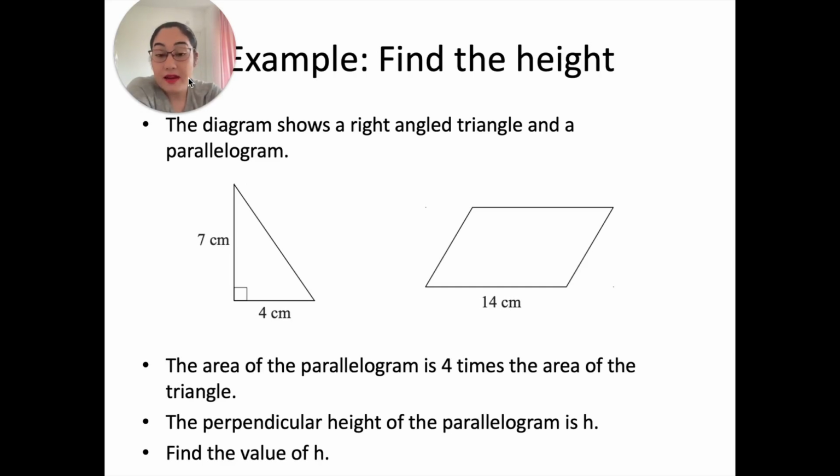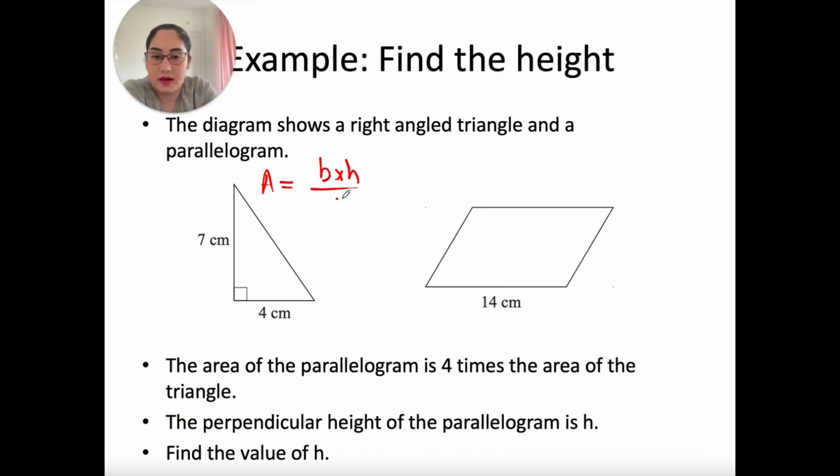The diagram shows a right angle triangle and a parallelogram. The area of the parallelogram is 4 times the area of the triangle. The perpendicular height of the parallelogram is h. Find the value of h. Okay, so the area of the parallelogram is 4 times the area of the triangle. So, can we find out what the area of a triangle is? In this case, yes, we can.